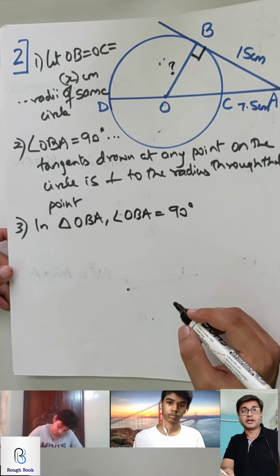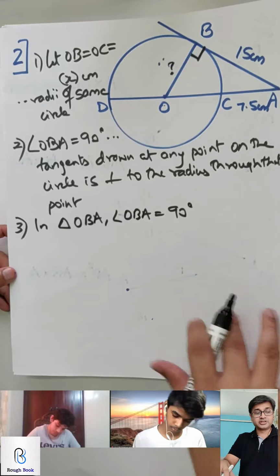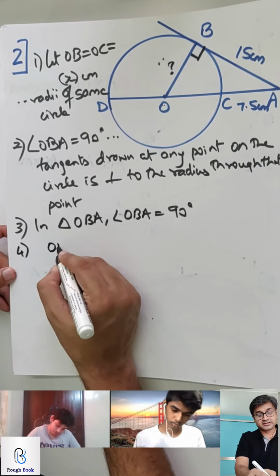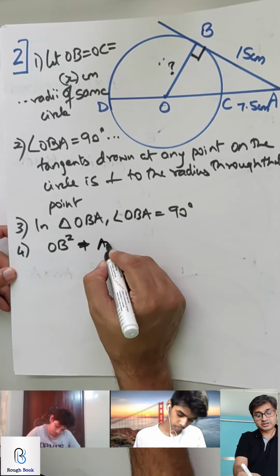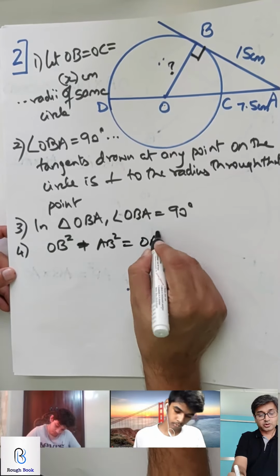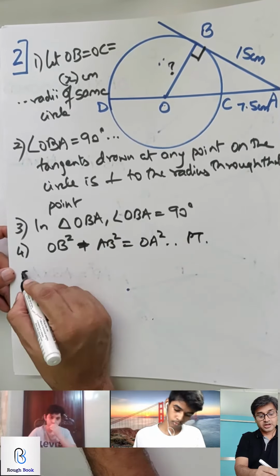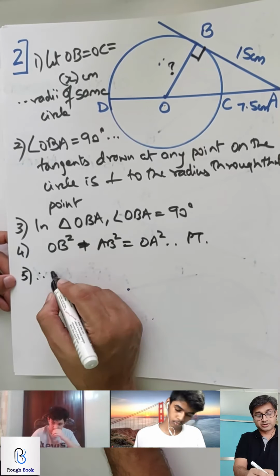Come on, you also apply Pythagoras, Manya and Kainosh. Let's see you get the answer first or I am getting the answer first. So OB square plus AB square is equal to OA square. Pythagoras theorem. The moment you get the answer, guys, just shout it out.